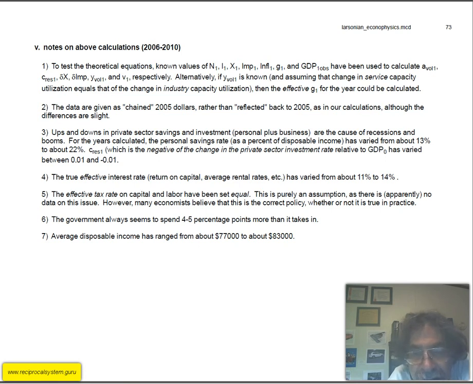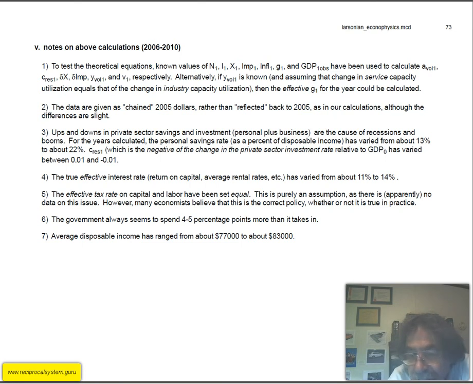For the years calculated, the personal savings rate as a percent of disposable income has varied from about 13% to about 22%. C sub res 1, which is the negative of the change in the private sector investment rate, relative to GDP 0, has varied between 0.01 and minus 0.01. The true effective interest rate, return on capital, average rental rates, etc., varies from about 11% to 14%. So that's the true value of capital, not the fictitious treasury rates from the government. The true effective interest rate paid out to real capitalists is somewhere between 11 to 14%.